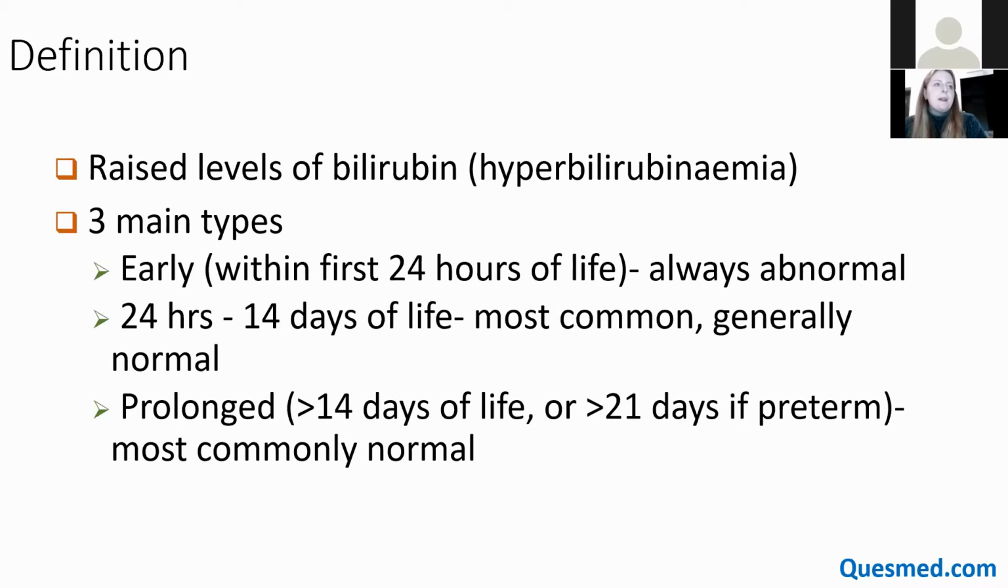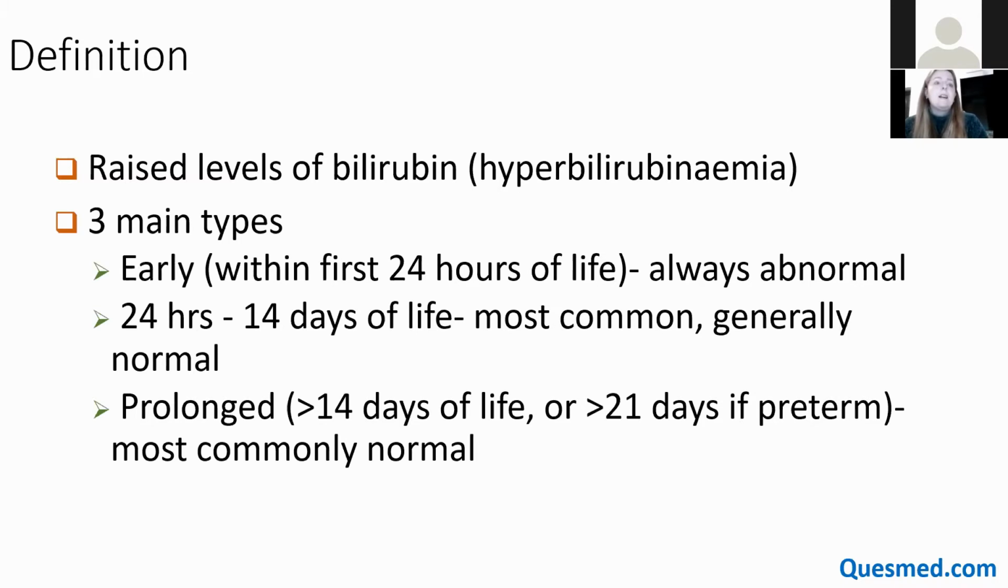And then the final type is prolonged jaundice. So this is jaundice that generally appears after or is present more than 14 days after birth, or 21 days if the baby is preterm. This again is most commonly normal.